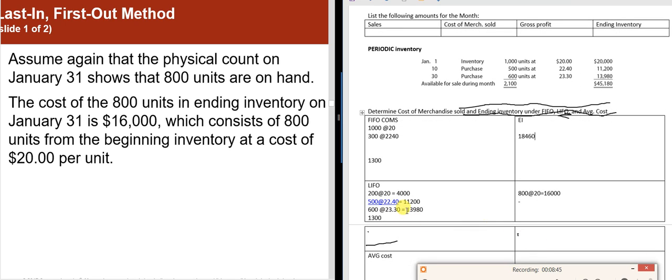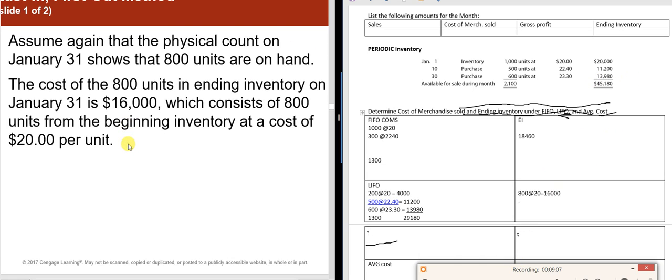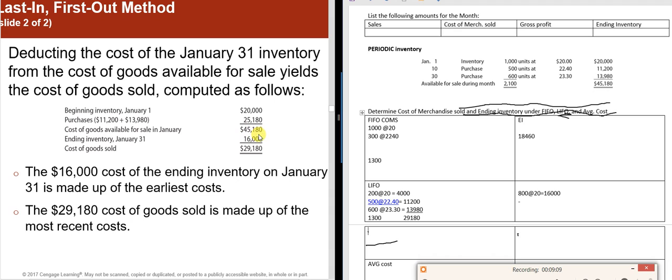So again, I can add these up, and that total, 4,000 plus 11,200 plus 13,980, is 29,180. So that's my cost of goods sold. I double check it. 29,180 plus 16,000 should equal 45,180. Okay. And so you can see 45,180, 16,000, 29,180.